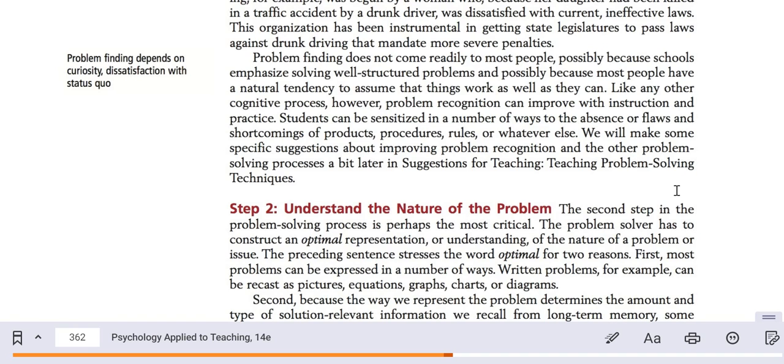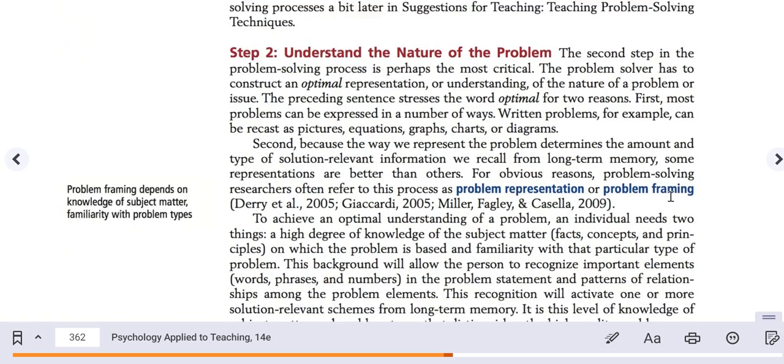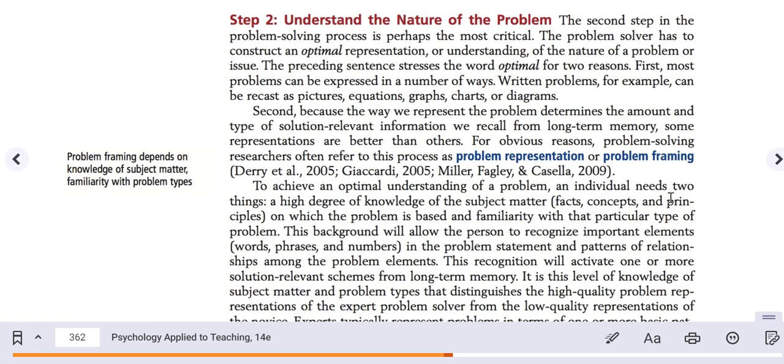The preceding sentence stresses the word optimal for 2 reasons. First, most problems can be expressed in a number of ways. Written problems, for example, can be recast as pictures, equations, graphs, charts, or diagrams. Second, because the way we represent the problem determines the amount and type of solution-relevant information we recall from long-term memory, some representations are better than others. For obvious reasons, problem-solving researchers often refer to this process as problem representation or problem framing.